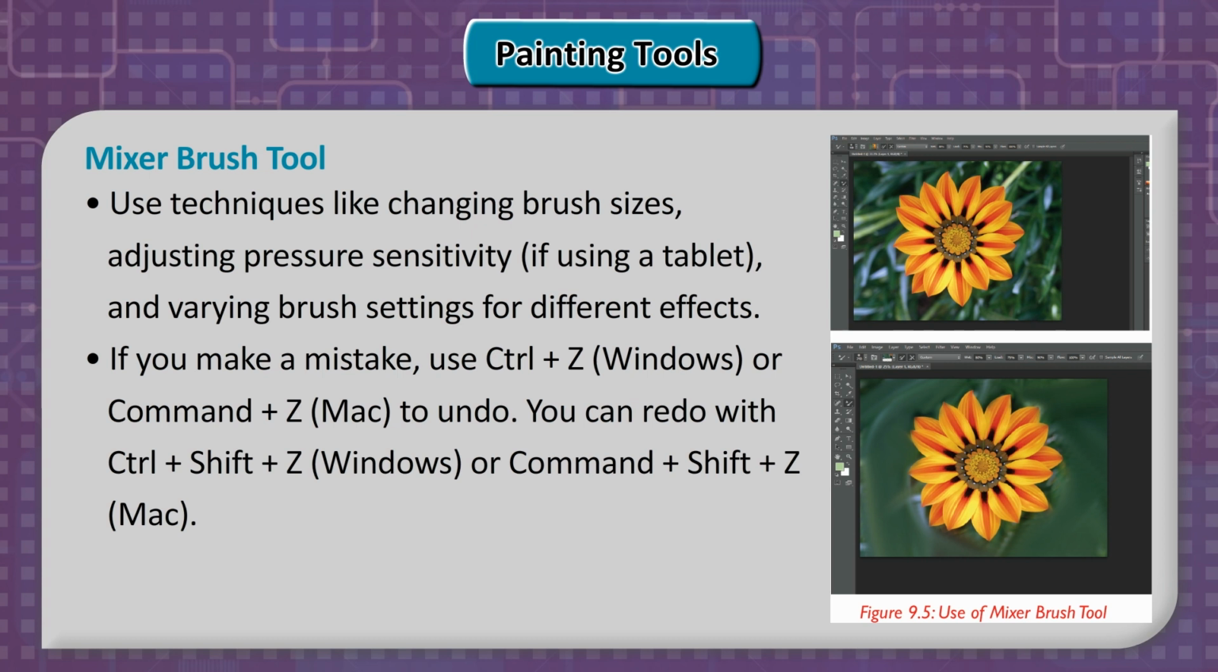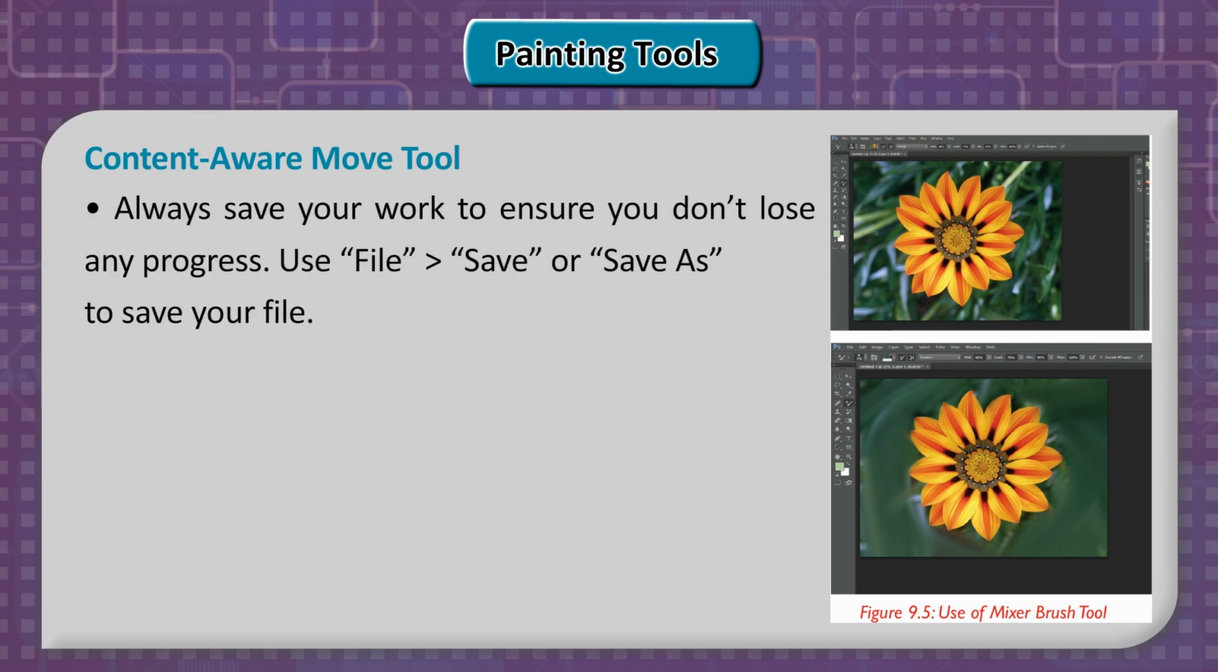If you make a mistake, use Ctrl+Z (Windows) or Command+Z (Mac) to undo. You can redo with Ctrl+Shift+Z (Windows) or Command+Shift+Z (Mac). Always save your work to ensure you don't lose any progress. Use File > Save or Save As to save your file.